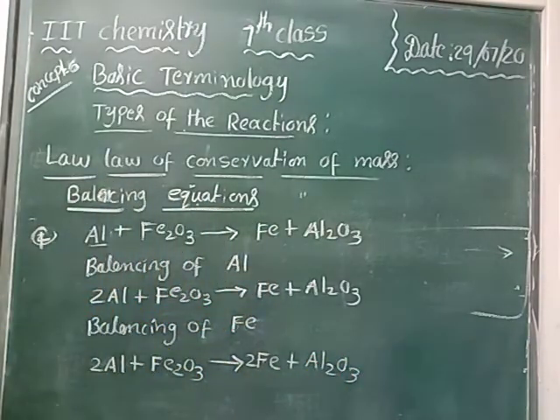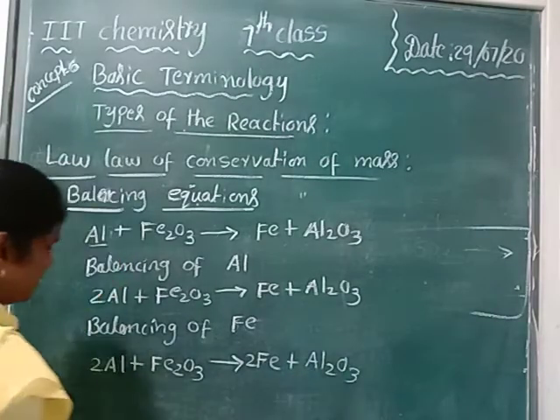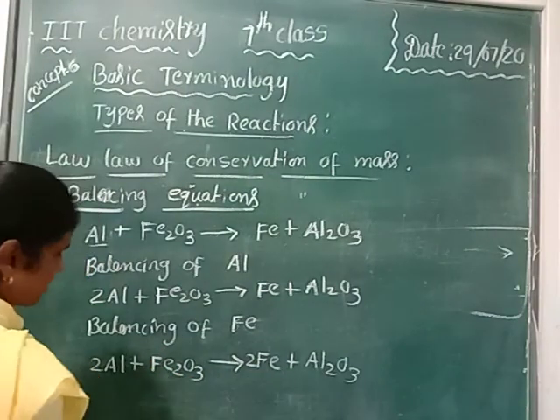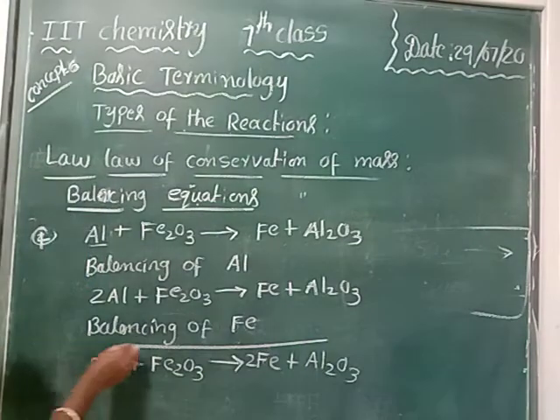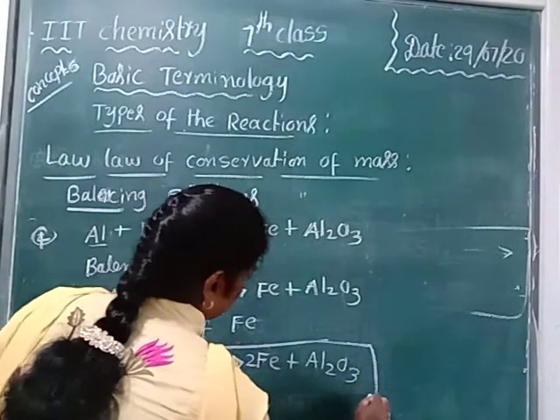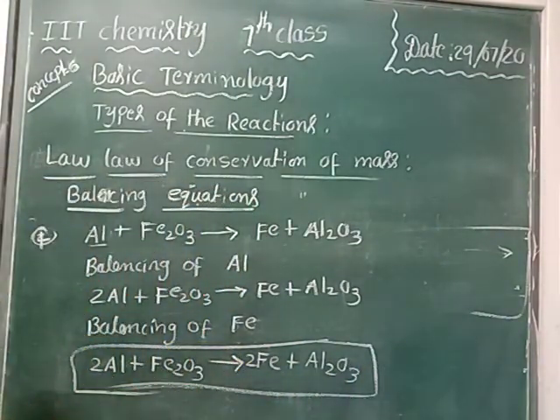Now check this equation, children. Balanced or not? Very good. Here 2 aluminum atoms, here 2. Here 2 iron, 2 iron. How many oxygens are there, children? Here 3 oxygens, 3 oxygens. This equation is a balanced equation. Next equation, all of you write down, children.